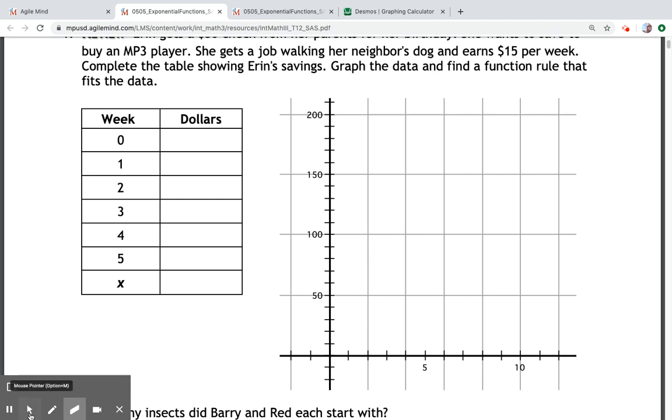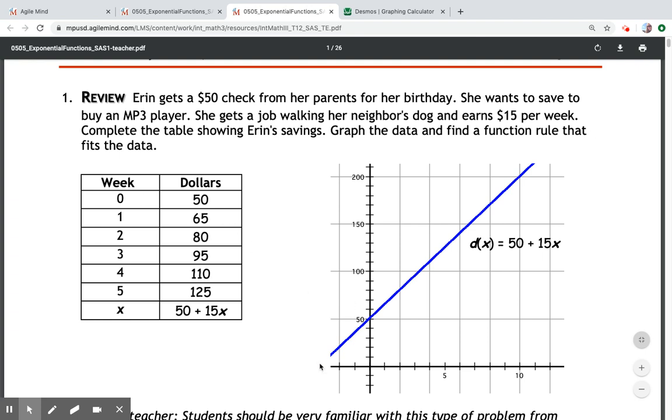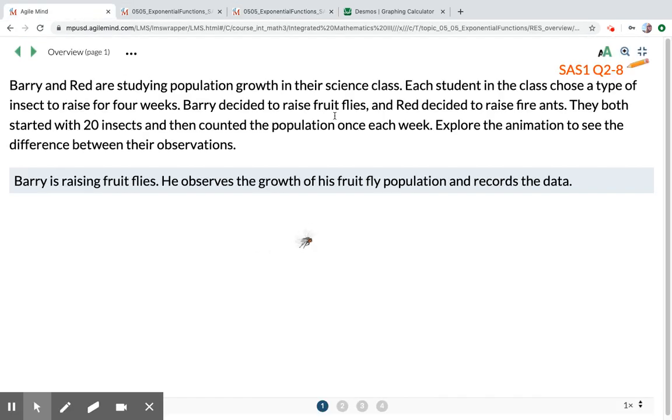And of course, we can double check our work. If we just come over here, you can see it makes this nice line, which we're going to call d of x. But yeah, 50 plus 15x. So it makes this nice linear function. So we're going to continue looking a little bit at linear functions, but we're really going to start focusing on other functions that we know. We know linear, we know quadratic, and we're going to start focusing on some other ones too.